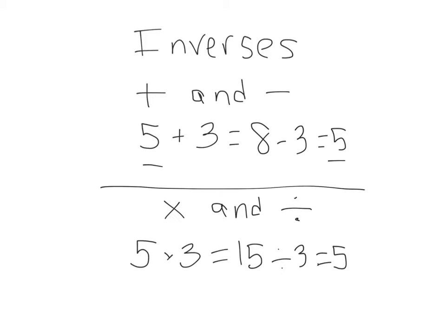Today we're going to use those inverses to solve equations. So what you need to know is if you see addition, you're going to undo addition by subtracting it, because adding and subtracting are inverses. If you see multiplication, you're going to undo that by dividing because they're inverses. Same thing if you see division, you're going to undo it with multiplication. If you see subtraction, you're going to undo it by adding.